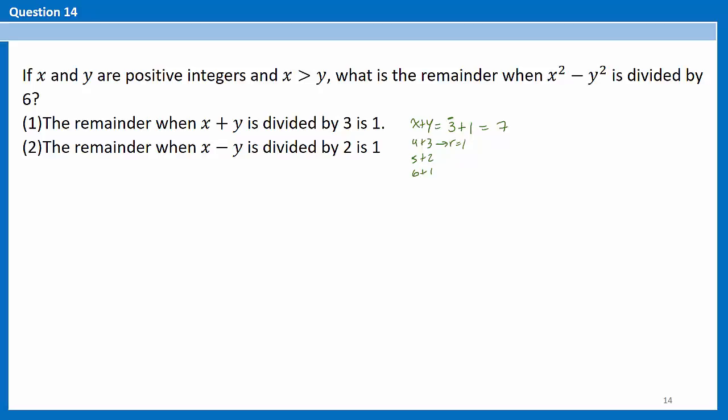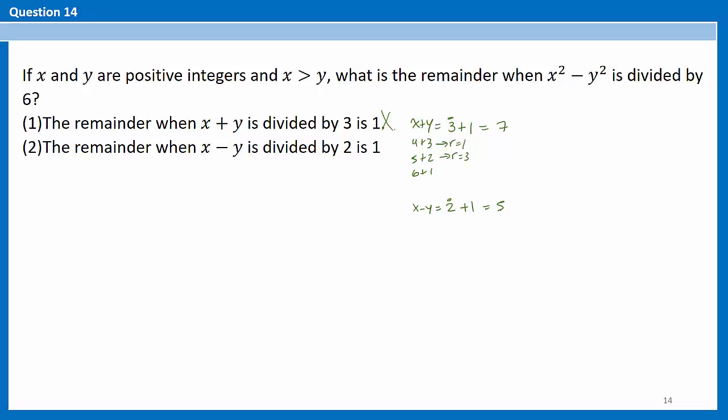If I use 5 and 2, 25 minus 4 gives me 21. When you divide by 6, the remainder is 3. So you have at least 2 different answers. Not sufficient. The same would happen with statement 2. If I use x minus y is a multiple of 2 plus 1, let's just say that this could be 5, for example.